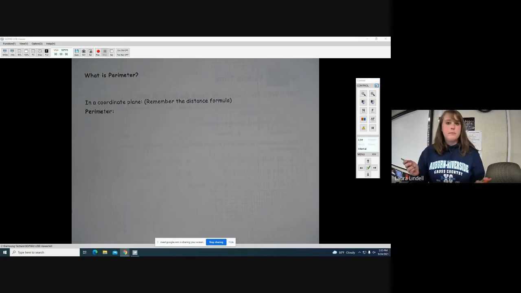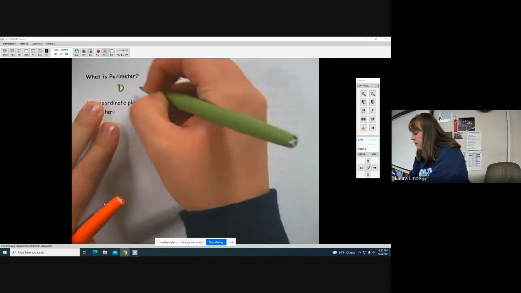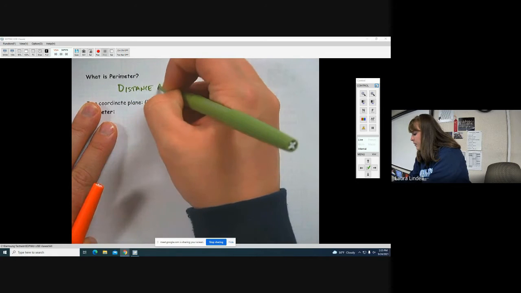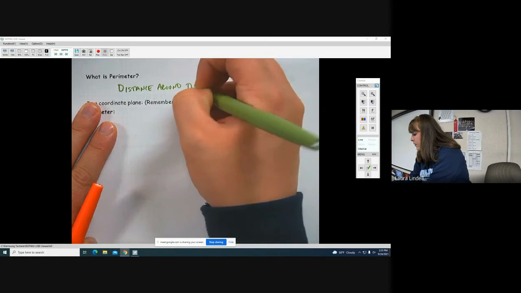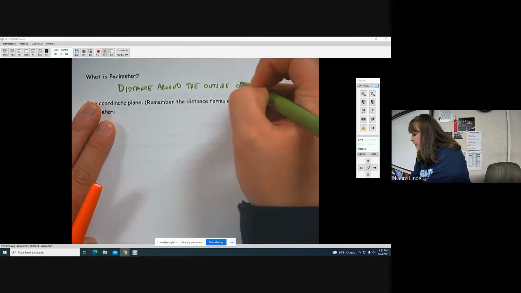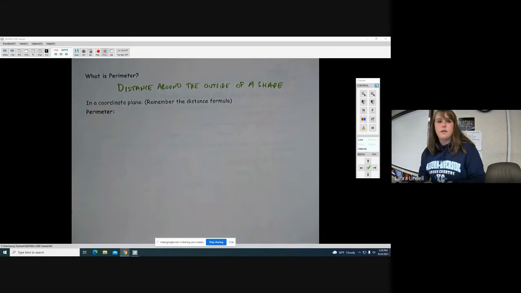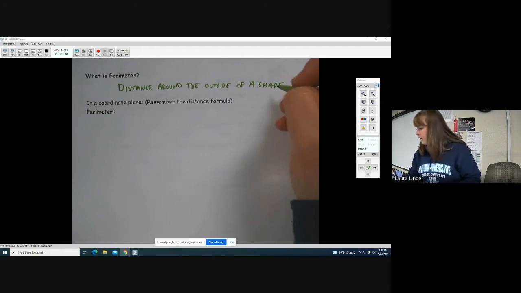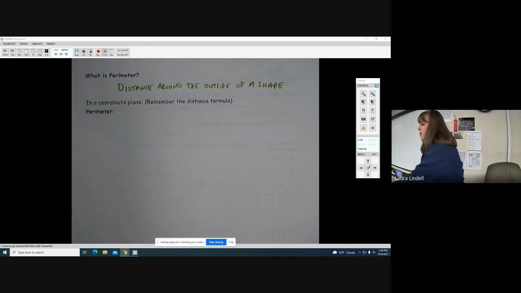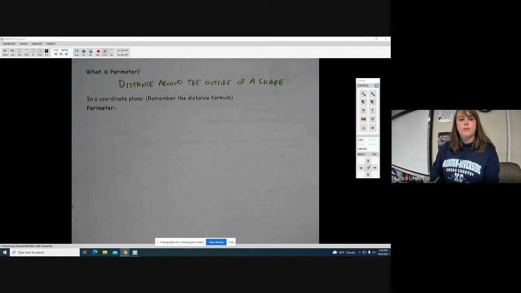First, what is perimeter? Perimeter is, you might remember from an earlier math class, the distance around the outside of a shape. Okay, particularly around the outside of a polygon. So today we're going to look at what that happens to look like in the coordinate plane.